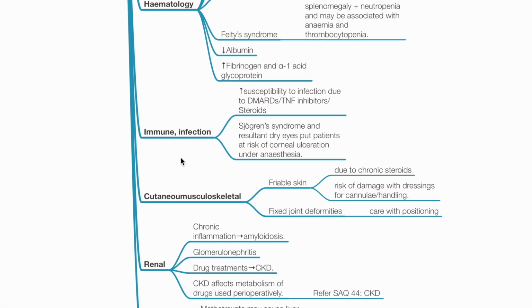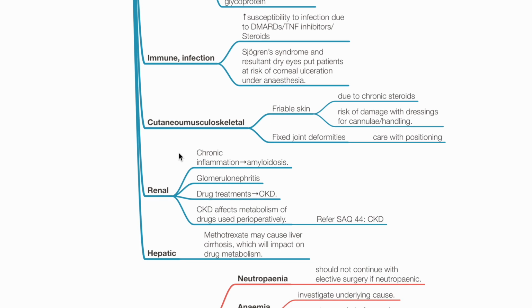Immune and infection. There is higher susceptibility to infection due to DMARDs, TNF inhibitors, and steroids. Sjogren's syndrome and resultant dry eyes put patient at risk of corneal ulceration. Cutaneous musculoskeletal. Friable skin may occur due to chronic steroid treatment. There is risk of damage with dressings for cannula or during handling. Fixed joint deformities may be present. Care with positioning.